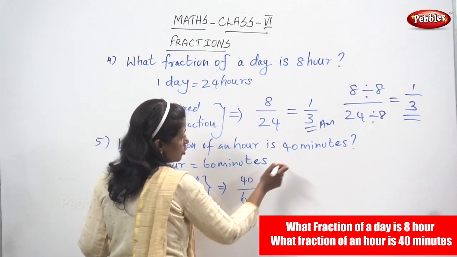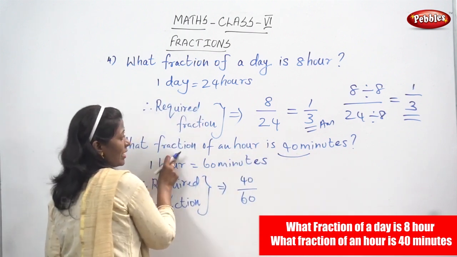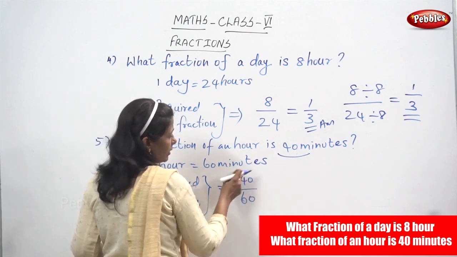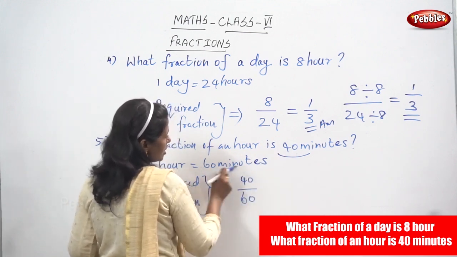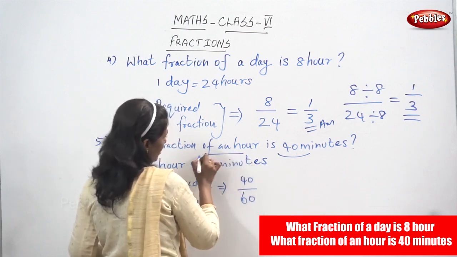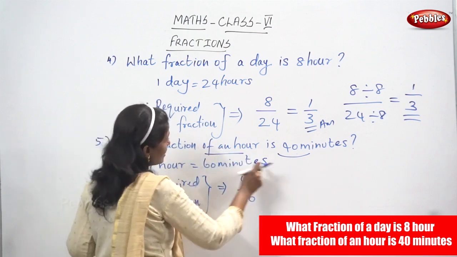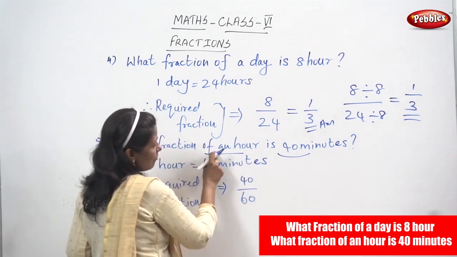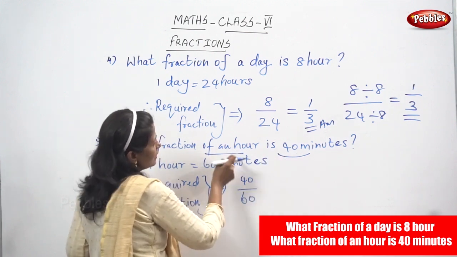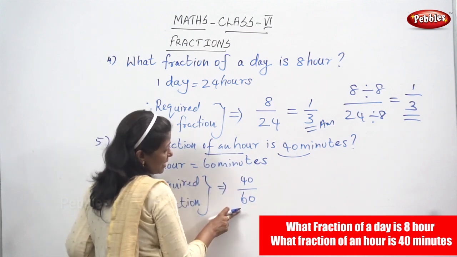You have to find the required fraction of 40 minutes. Whatever is required, you write as the numerator. The denominator is an hour. Since the numerator is in minutes, 1 hour is converted into minutes: 1 hour is equal to 60 minutes. So 60 minutes comes under the denominator.